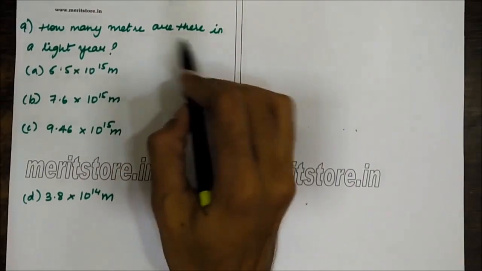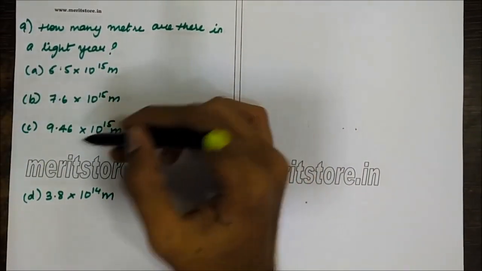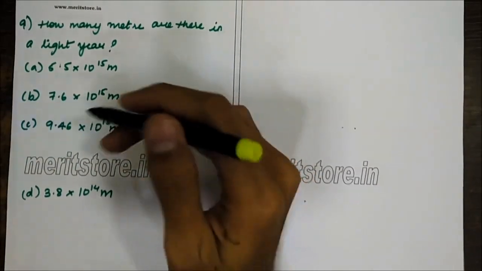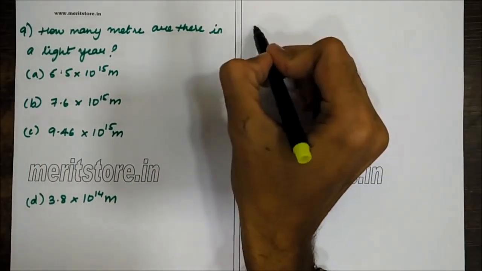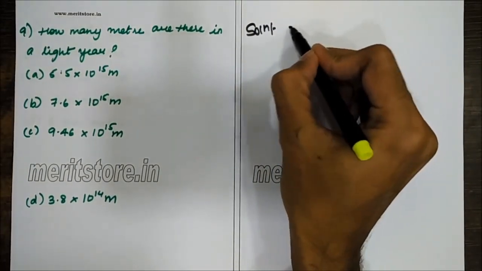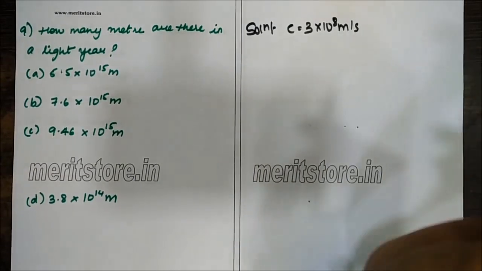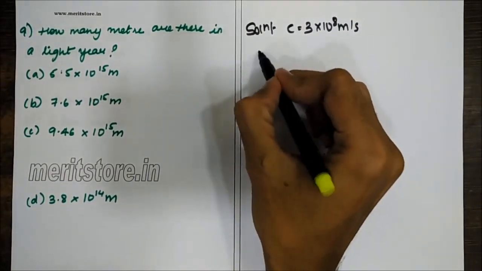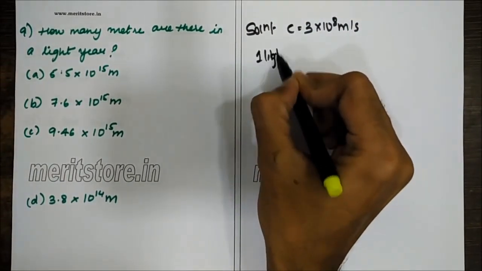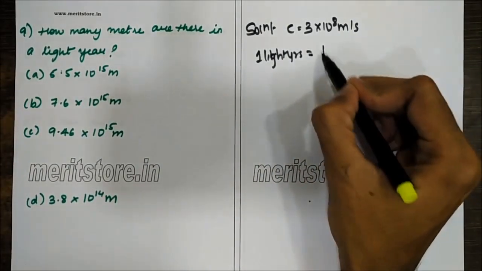Okay. How many meters are there in a light year? 6.5 into 10 raised to 15, 7.6 into 10 raised to 15 meters, 9.46 into 10 raised to 15 meters, 3.8 into 10 raised to 14 meters. So here we know the speed of light equals 3 into 10 raised to 8 meters per second. For 1 light year, the definition is the distance traveled by light in 1 year.